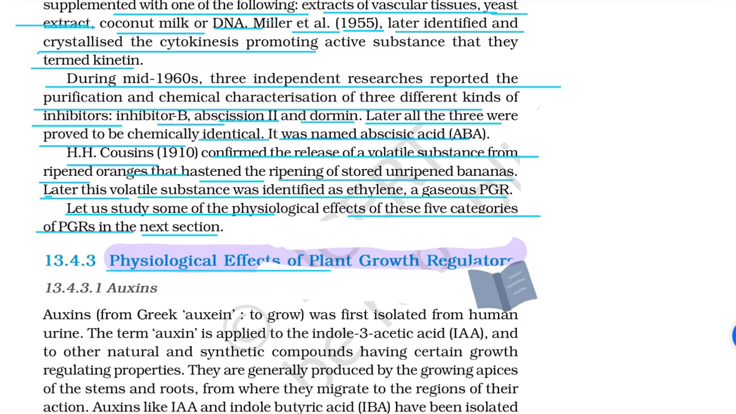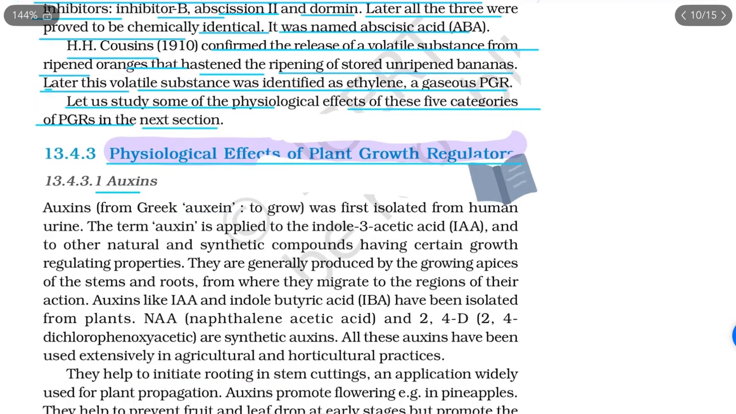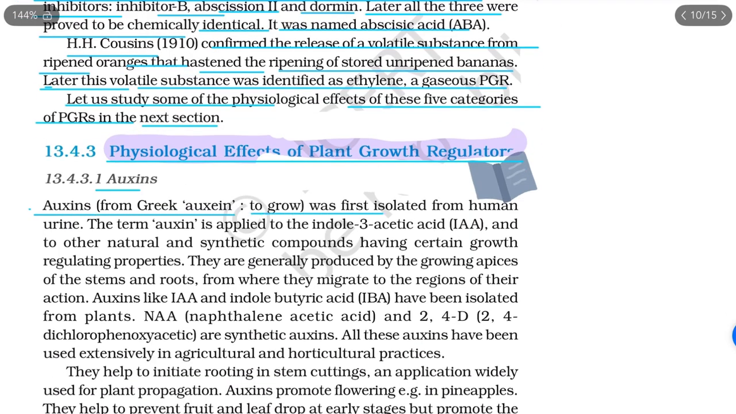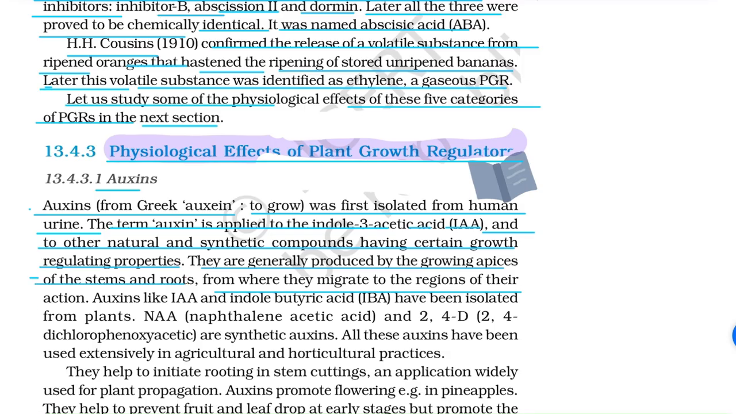Next is the physiological effect of plant growth regulators. Auxins. Auxin, from the Greek auxein, to grow, was first isolated from human urine. The term auxin is applied to indole-3-acetic acid, IAA, and to other natural and synthetic compounds having certain growth-regulating properties. They are generally produced by the growing apices of the stems and roots, from where they migrate to the regions of their action.